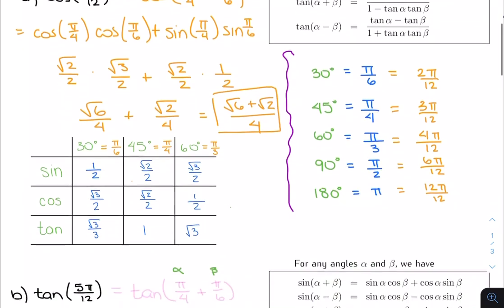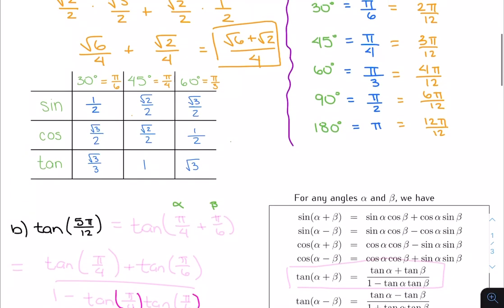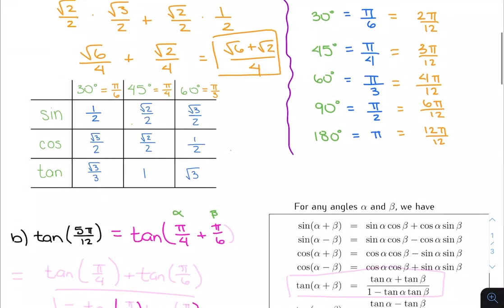If we look at tangent of 5 pi over 12, we can get 5 pi over 12 by adding 2 pi over 12 plus 3 pi over 12. So tangent of 5 pi over 12 is the same as taking tangent of 3 pi over 12, which was pi over 4, plus 2 pi over 12, which was pi over 6. So it is equivalent to saying this. And since we have addition now, we can use this formula over here. So we're going to be plugging everything into this formula.